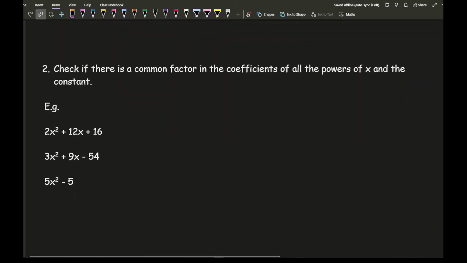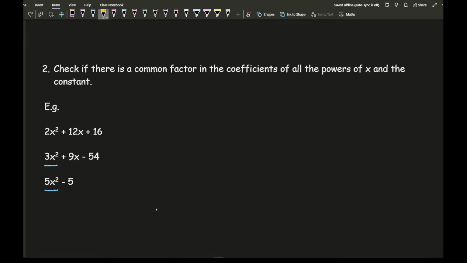Now, the other thing to look out for is to check if there is a common factor in the coefficients of all powers of x and the constant. So for example, with each of these questions, you might be thinking to yourself, right, this is going to be a little bit difficult for me to factorize simply because I've got more than one x squared. Now, with these, what you want to try and be able to do is spot that all of these numbers, so for example, in this first one, we've got a 2, we've got a 12, and we've got a 16. Well, they're all multiples of 2.